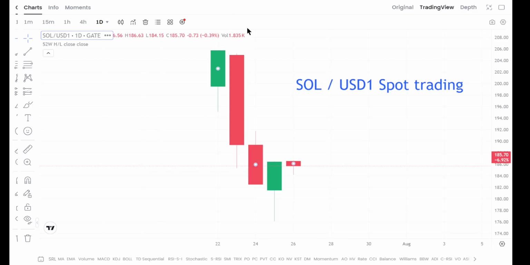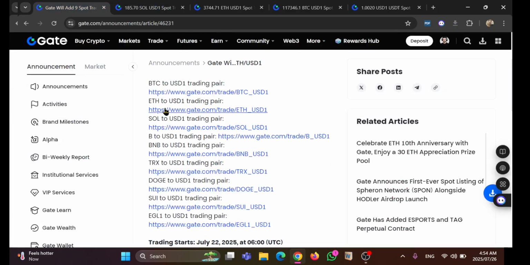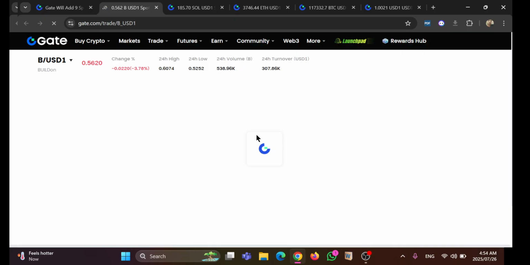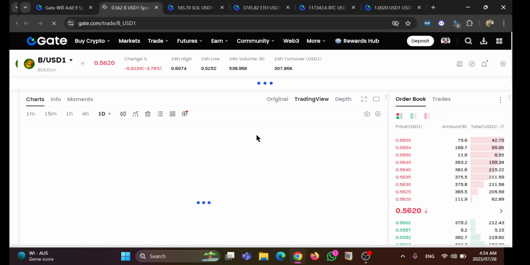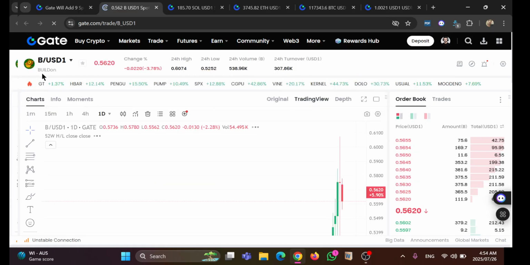Now let's go to the first page, and we have discussed the Bitcoin market price, Ethereum market price, and Solana market price. Now let's go to the B2 USD1 trading pair. And here is B. Its full name is Build On. The current market price of B is 0.562 USD1.